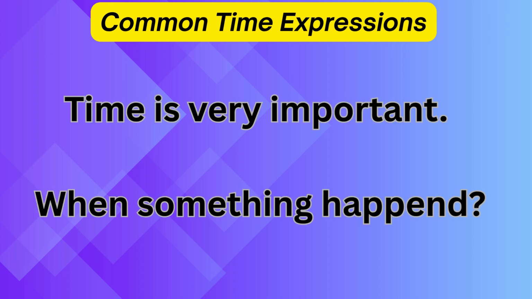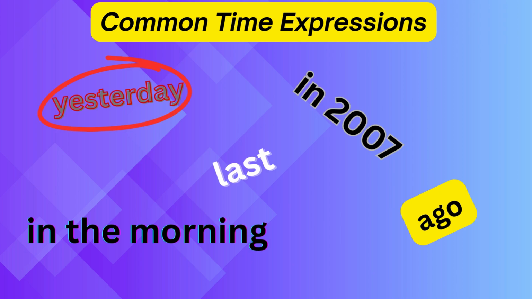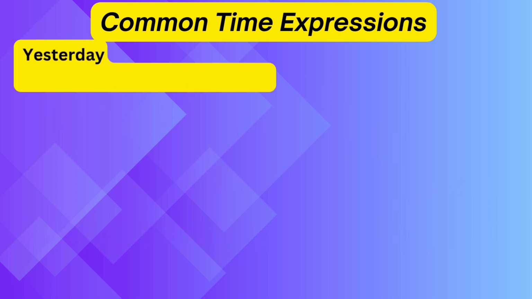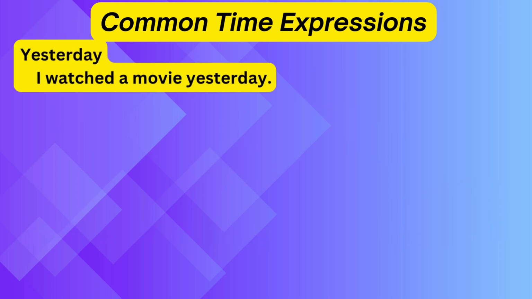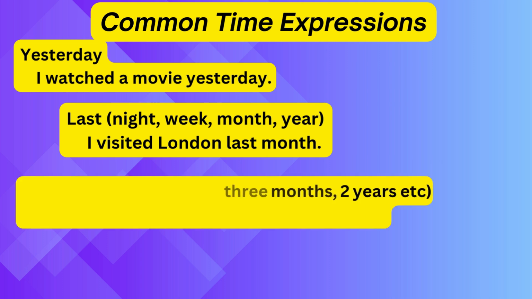Time expressions are very important in the past tense. They tell us when something happened. Some common time expressions are yesterday, last, ago, or in a certain month or year. Yesterday: I watched a movie yesterday. Last: it could be last night or last week or month and year. Example: I visited London last month.